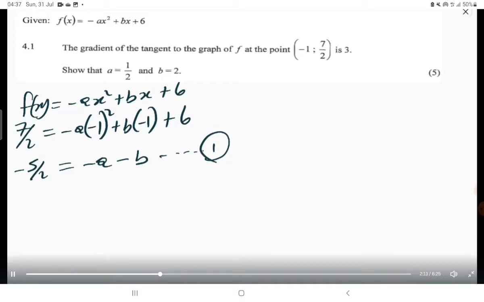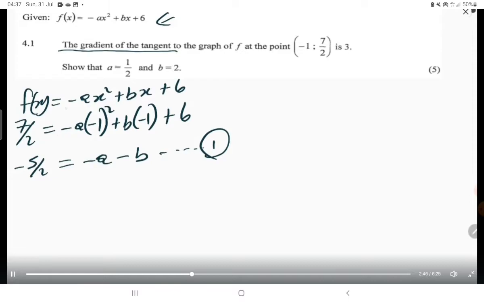So let's consider the second equation. How can it be found? Remember that we took the gradient of the tangent to the graph of this f of x. We know that when the graph of f is given, to find the gradient is the same as to find the derivative, because the derivative is just the gradient function, in terms of a respective variable. So that drives us to the derivative of f of x, which is f prime of x, which is equal to negative 2ax, then plus b.